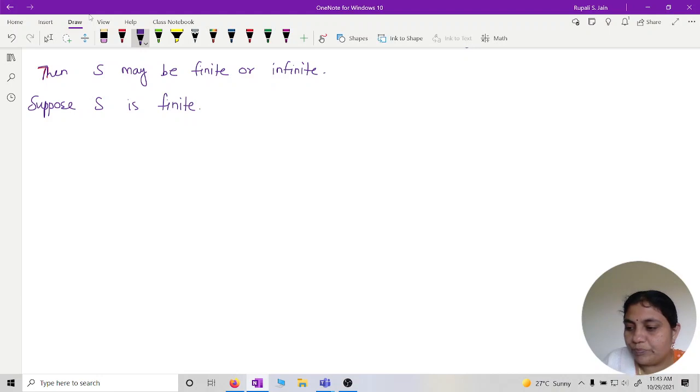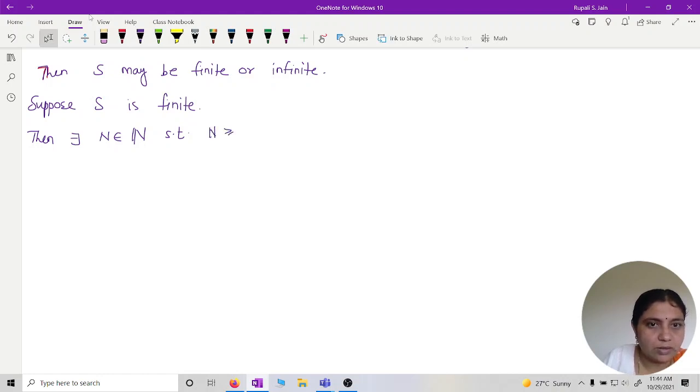If S is finite, then there exists n belonging to the set of natural numbers such that n is greater than or equal to s for all small s belonging to capital S. If S is finite, then there exists a natural number which will be the biggest among all those natural numbers. Say it is capital N.